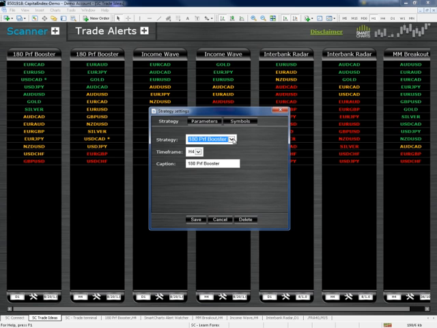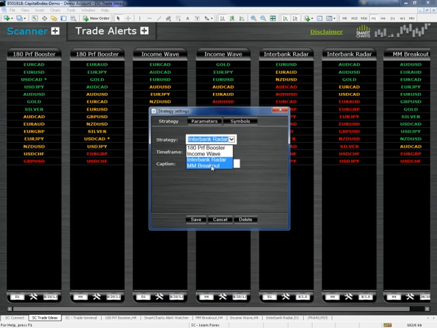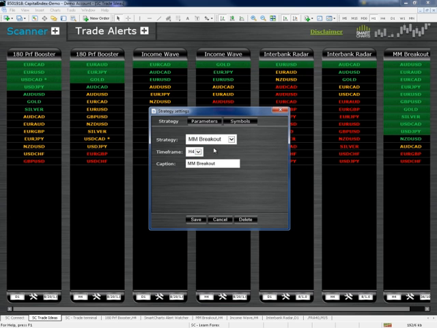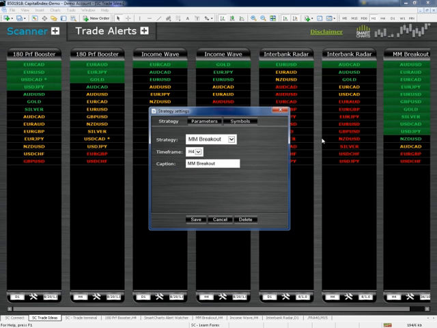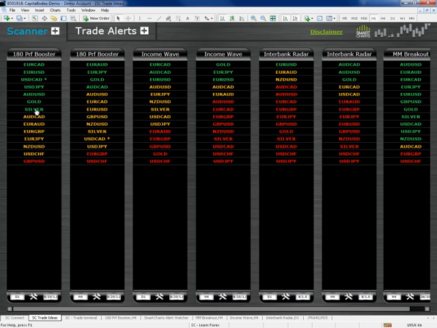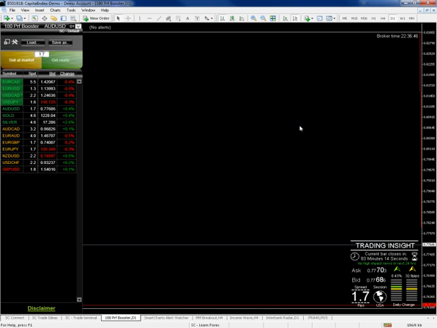Okay, so let's say on the Profit Booster you have two time frames. For the Income Wave you also have two time frames. Interbank Radar you also have two time frames. But for the Money Market Breakout it's only one time frame. So all of these options are displayed here, so you don't have to flick from one to another because it's all here in front of us and you can just see. Okay, so going to, let's say, the Aussie dollar short.